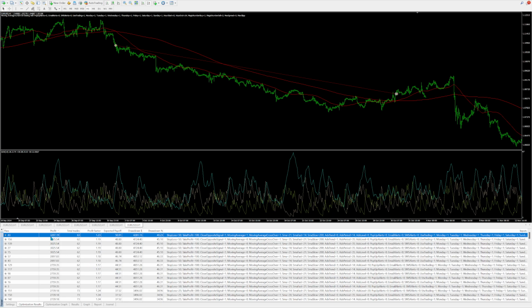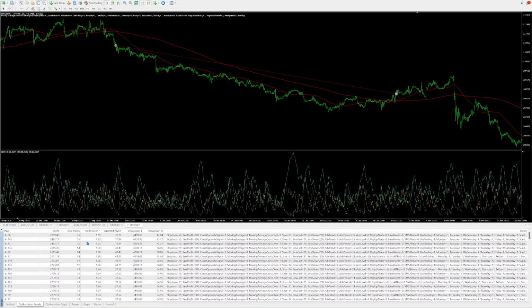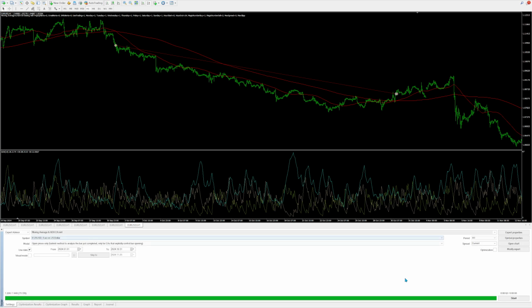As you can see there, 3K profit trading one standard lot. However, the drawdown was 4K and 40%, which is not ideal. You can sort by profit factor and anything else that you like. Let's just go for this one, double click it, click start. Okay, it's not great.